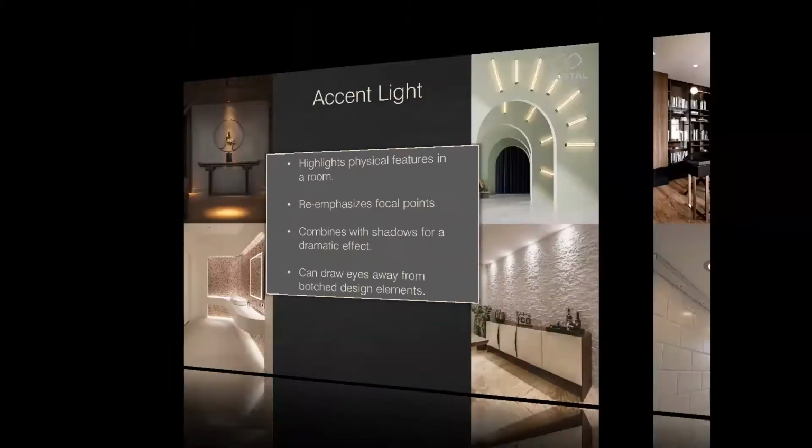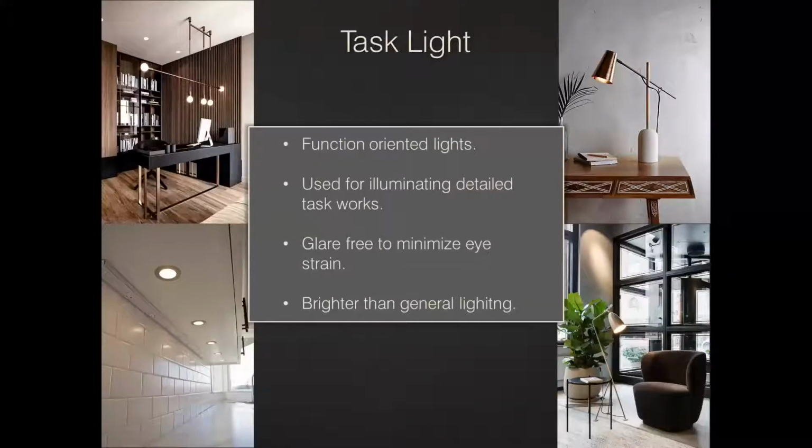Then we come to the last type of lighting, that is task lighting. It's basically a function-oriented light used for a particular function. So let's say in this case, we have an office table here, and it has a light right above it that reflects the same shape of the table. So what's the purpose? Only to light the area where the person is working. So that is what task lighting is. It's used for illuminating detailed task work. It can be glare-free to minimize eye strain.